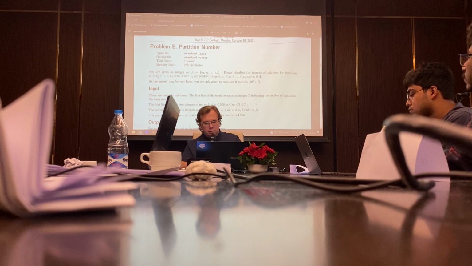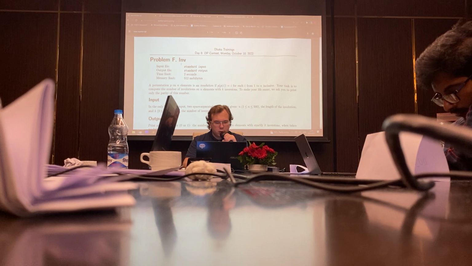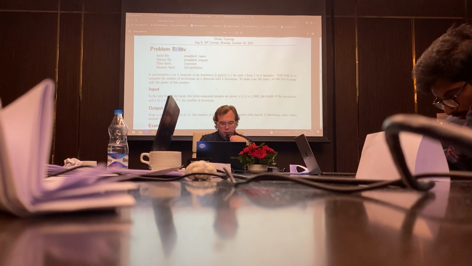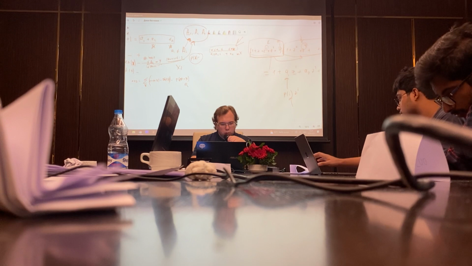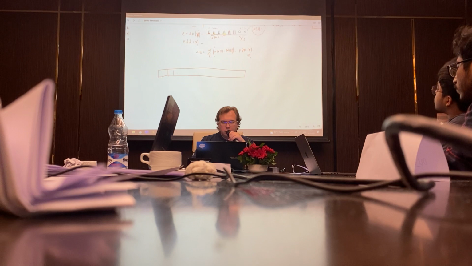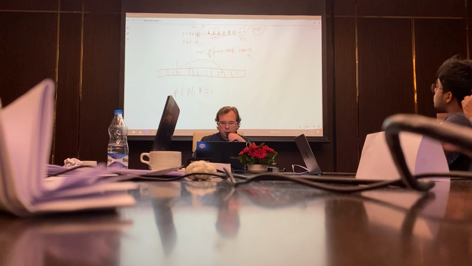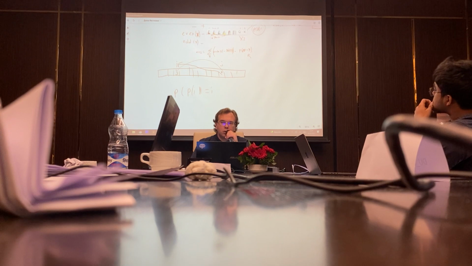Okay, let's look at the next one. It was problem F about some permutations. So what was asked in this problem? You need to know how many permutations there are such that P of P of i is equal to i. So it seems like each element i will go to some element, for example, here g, and Pg is equal to i. So there are only cycles of length 2.